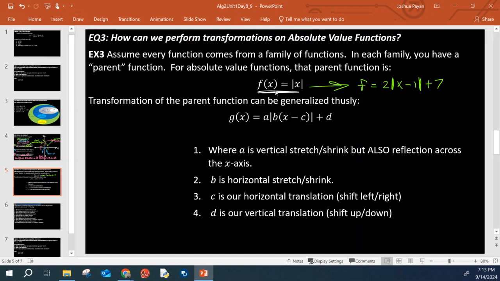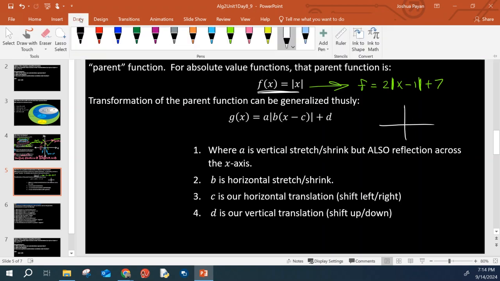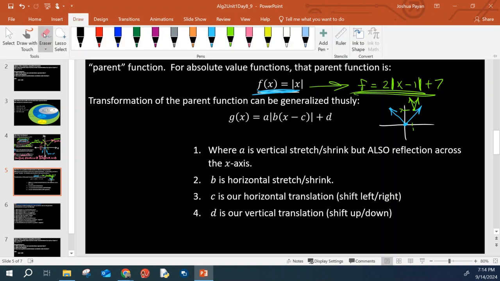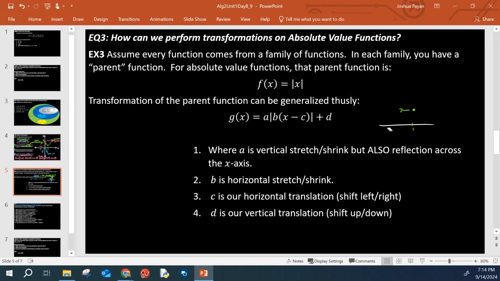So the OG would look just like this. Let's go ahead and do that in blue. So the OG function is going to look like this. The transformed function, this guy right here, however, is going to shift over to the right by 1 and up by 7. It's going to be right here, and it's going to open up a little skinnier because we have what's called a vertical stretch. So let's talk about just what the heck I'm saying.